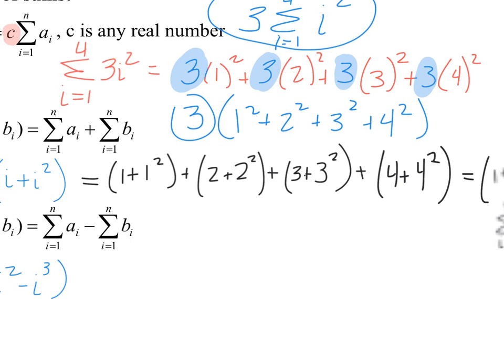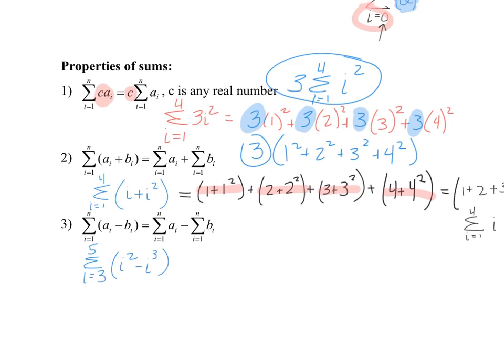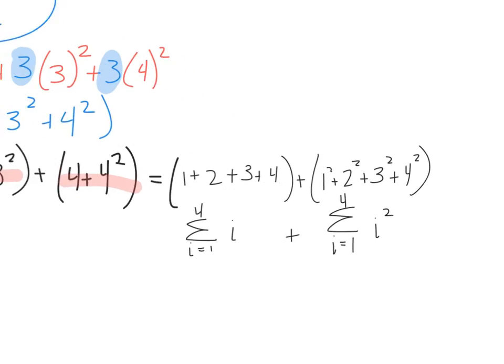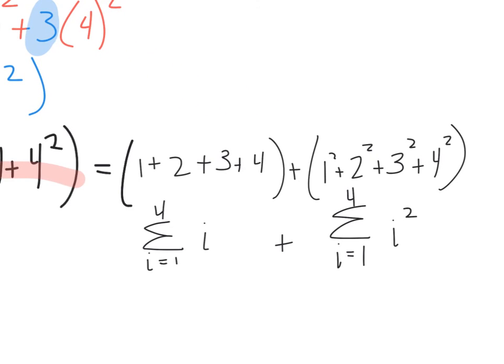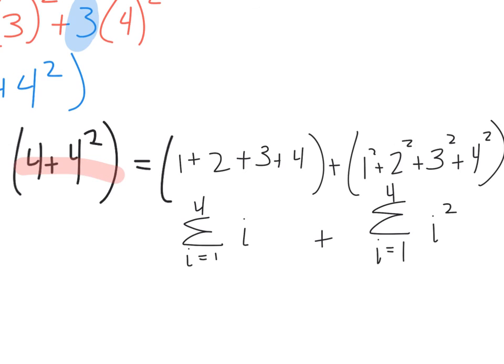So looking at our second property, I wrote this out. I wrote this as the sum of 1 and 1 squared, 2 and 2 squared, 3 and 3 squared, and 4 and 4 squared. What I did next is I used the associative property. I wrote this as the sum of 1 plus 2 plus 3 plus 4, plus the sum of 1 squared plus 2 squared plus 3 squared plus 4 squared. The associative property allows me to regroup numbers and add in an order that I like better.